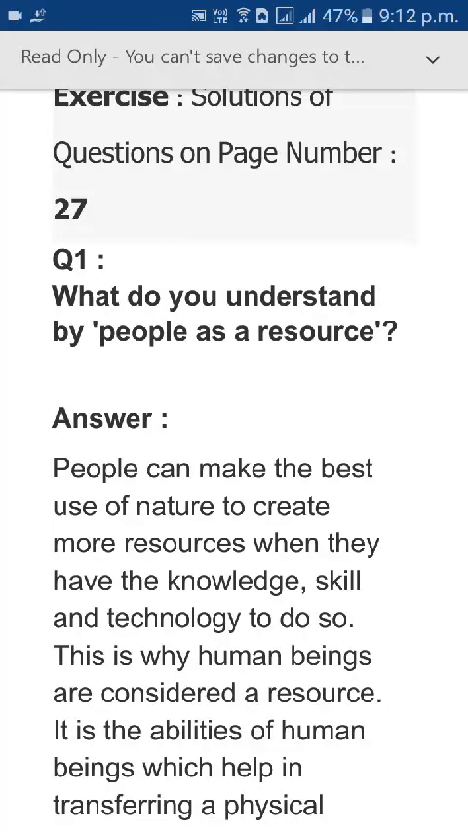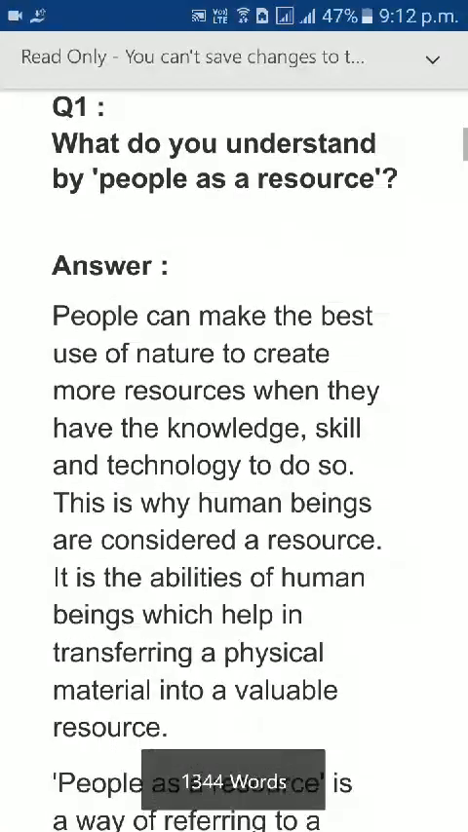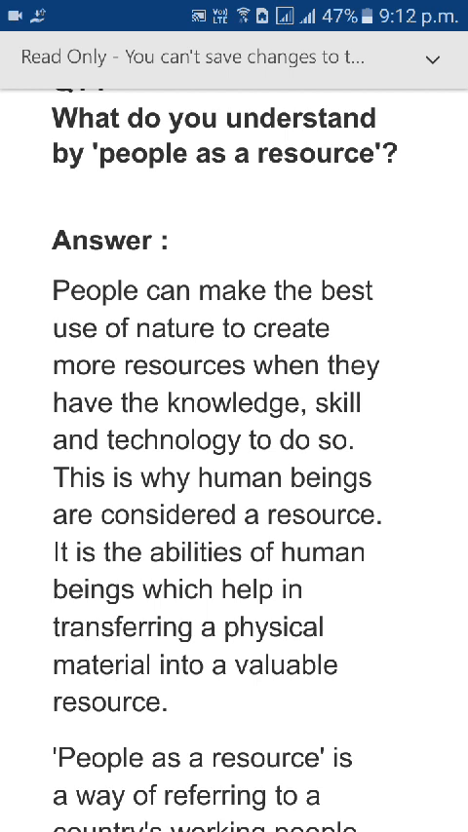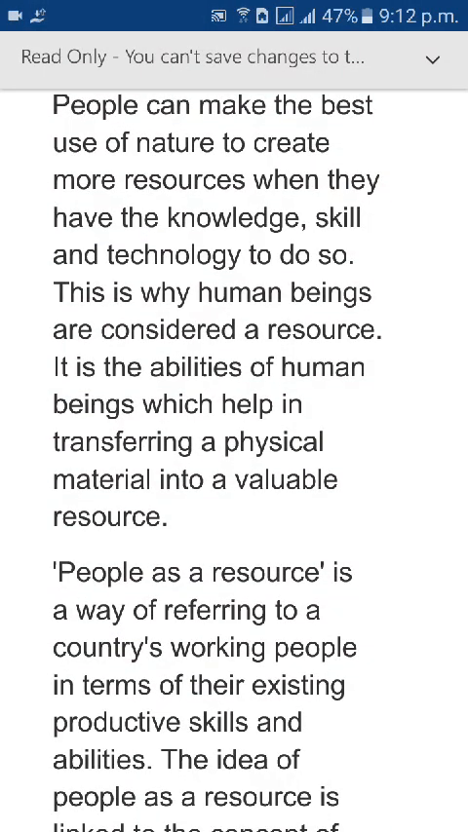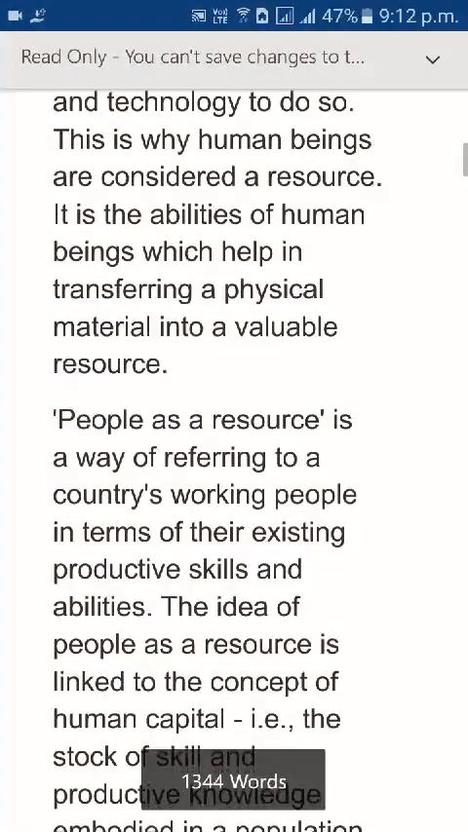What do you understand by people as a resource? So, here, resource means which can be used on and on. So, according to this question, our answer should be: people can make the best use of nature to create more resources when they have the knowledge, skill, and technology to do so. So, you can write this as your own answer. This is why human beings are also considered as a resource. They can also do something with the other resources. So, they are considered as human resources.